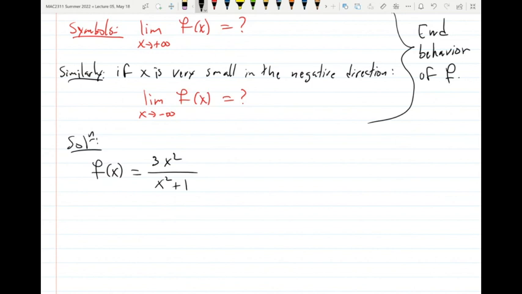So we want to see what happens to this function when x is very big. Let's think about it. If x is very big, what happens to the top? It's also very big, right? It's actually bigger than x, right? Because we're squaring that and then multiplying times 3. What happens to the bottom? It's also big. So we have something big divided by something big. So this will be infinity over infinity.